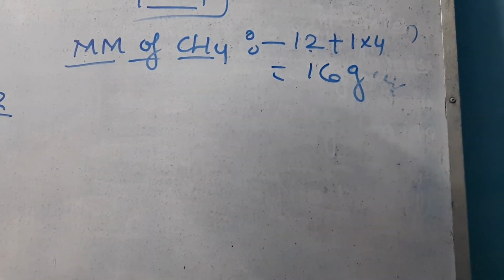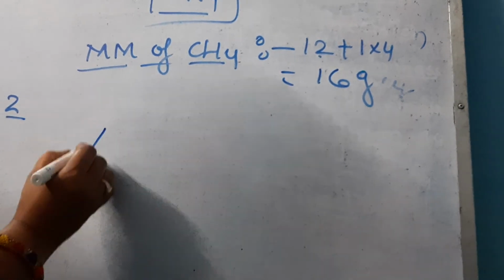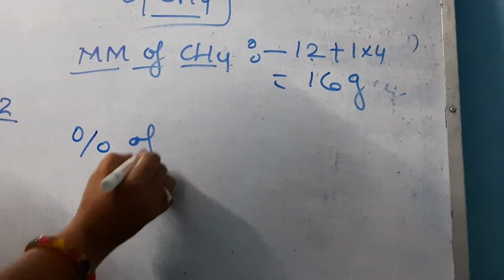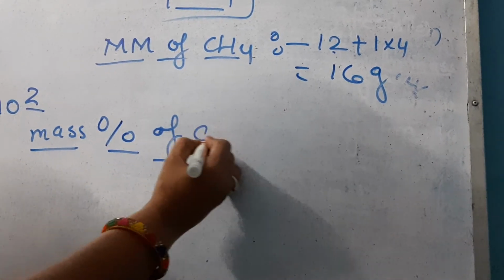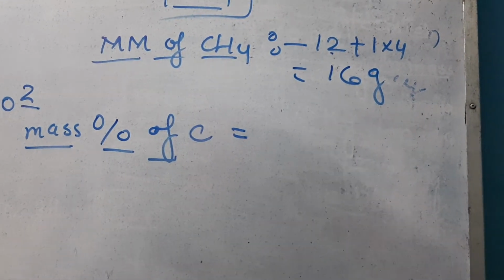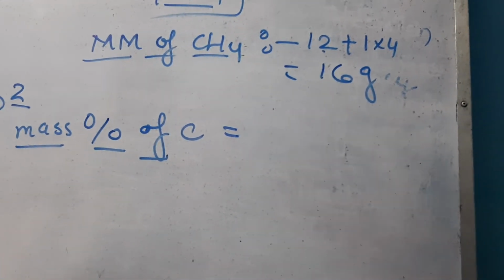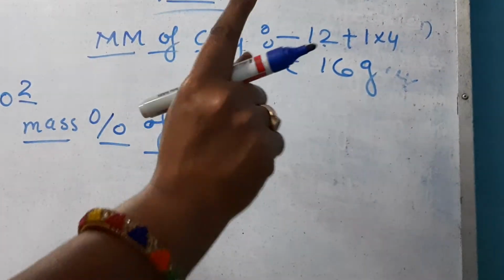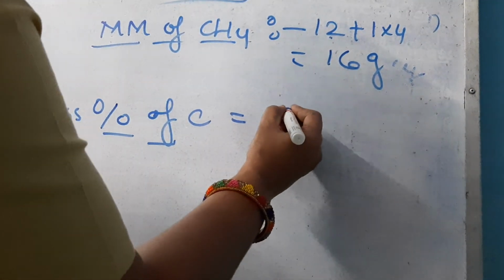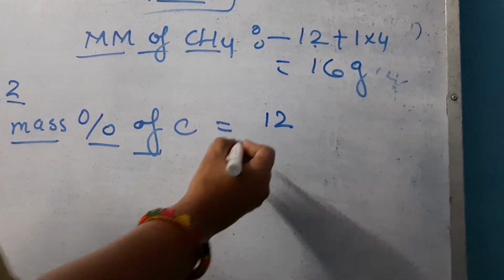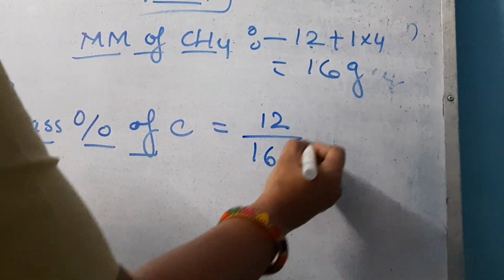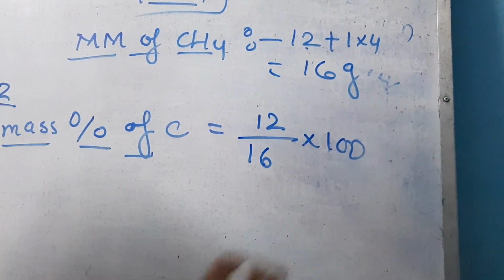Now I ask about the mass percentage of carbon. How could you calculate it, beta? How many carbon atoms are present in this formula? Only one carbon. So what are you taking? Only 12, because the mass of one carbon is 12, divided by 16 into 100.